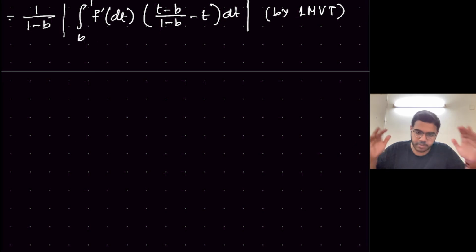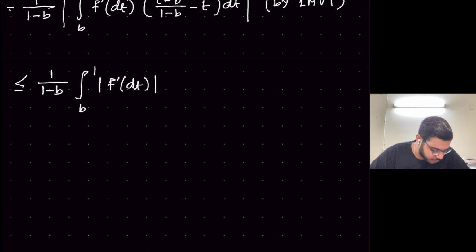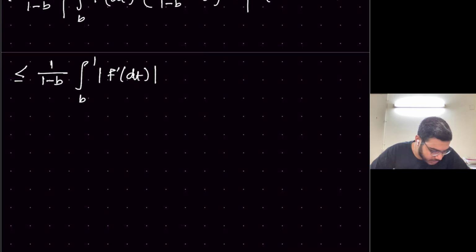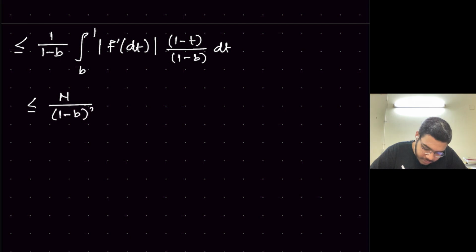Now take the modulus inside. This will be less than or equal to 1 by (1 minus b) integral b to 1 mod of f dash of ξ_t dt into (1 minus t) by (1 minus b) dt. This will be less than or equal to, similarly, m by (1 minus b) whole squared integral b to 1 (1 minus t) dt, which will be m(1 minus b) by 2.